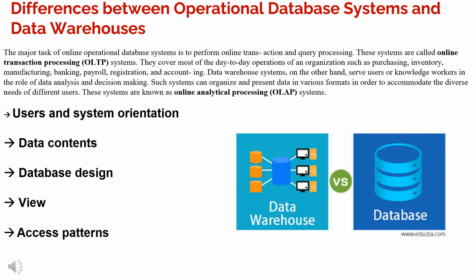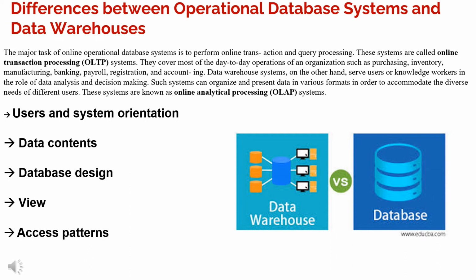Next is the view. An OLTP system focuses mainly on the current data within an enterprise or department without referring to historic data or data in different organizations. In contrast, an OLAP system often spans multiple versions of a database schema due to the evolutionary process of an organization.